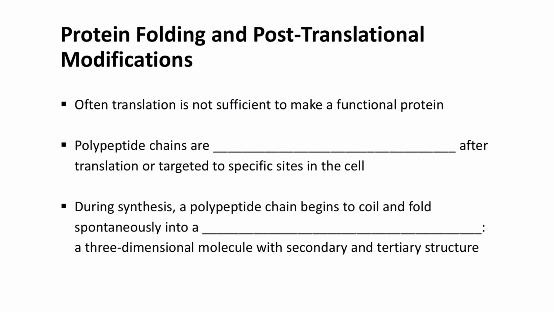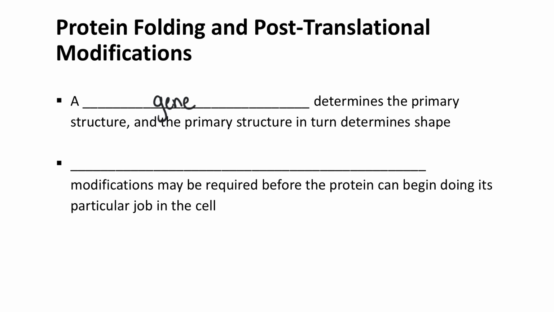Often, translation is not sufficient to make a functional protein. Polypeptide chains are modified after translation or targeted to specific sites in the cell. During synthesis of the polypeptide chain, the chain is going to begin to coil and fold spontaneously into a specific shape. This is going to be a three-dimensional molecule with secondary and tertiary structure. A gene determines the primary structure, and the primary structure in turn determines the shape of the protein.